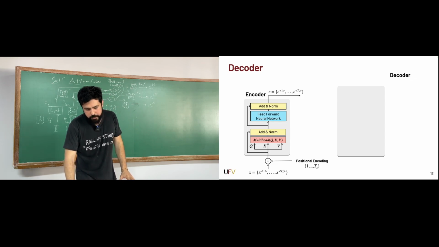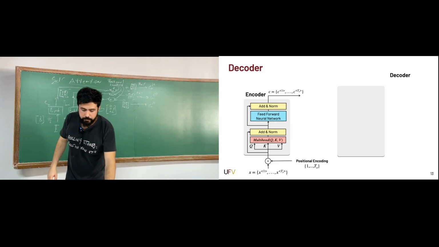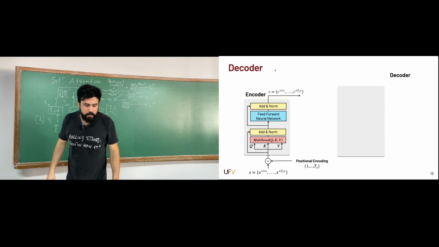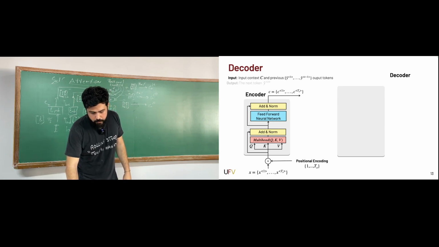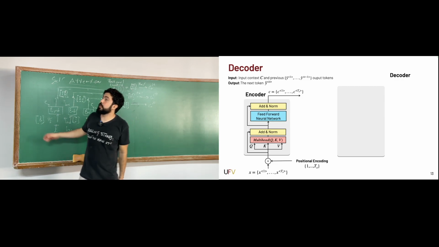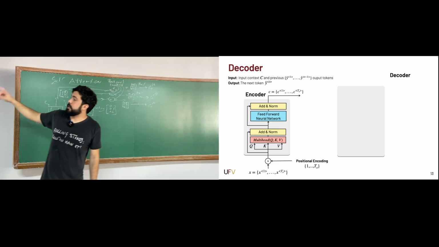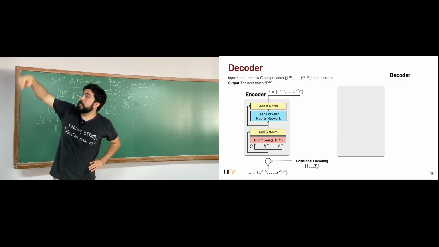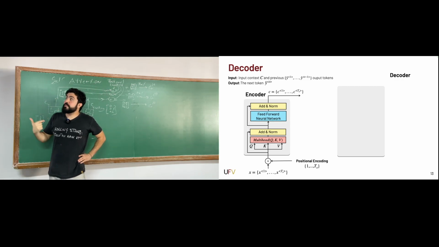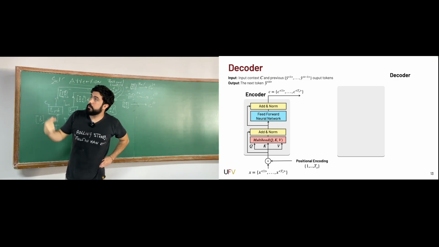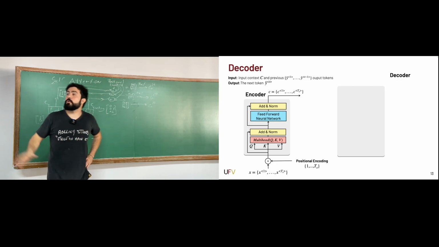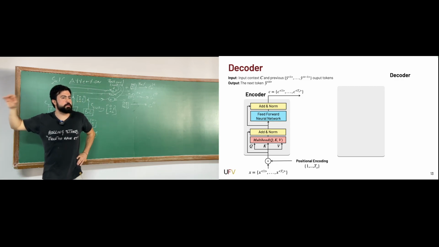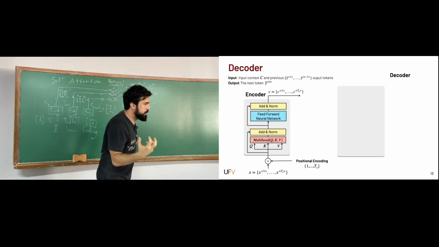Okay, so here's the decoder. So let's start with defining the inputs and outputs. The decoder takes the context from the encoder and the previous produced outputs, y hat 1 all the way to y hat t minus 1. So we are now producing, with the decoder, the time step t. Okay?